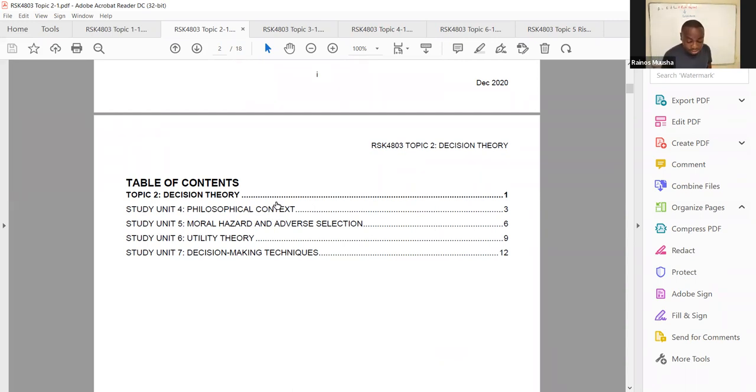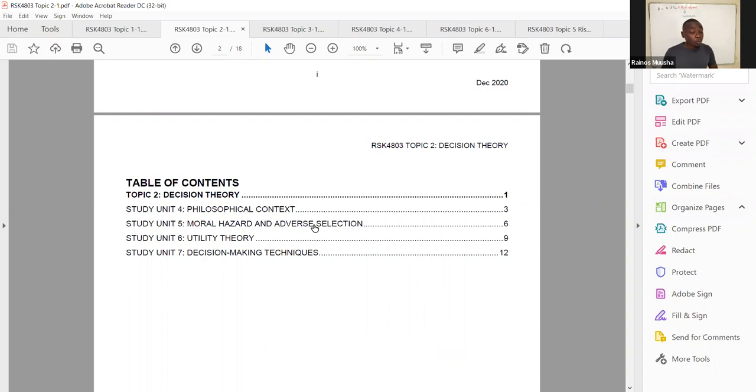So that's why you're going to be looking at the philosophical context of decision making. Then we're going to be looking at moral hazard and adverse selection. When you look at moral hazard, we're looking at the actions. Remember we said that as part of risk management, we're going to be looking at risk capital, for example if you go the insurance route. So we're going to ask, what are the problems that can be encountered when one goes into an insurance contract as the insured, where they make decisions which are not necessarily in the best interest of the insurer, or which are disadvantaging the insurer?